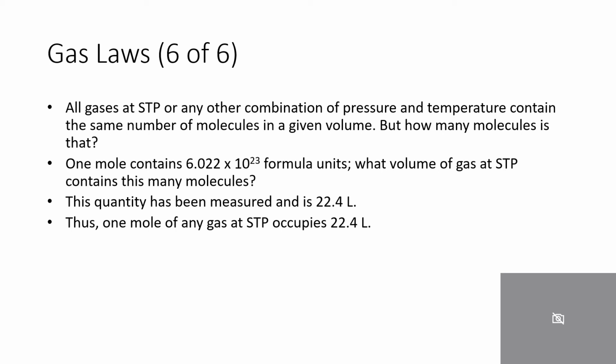So what volume of gas at STP contains this many molecules? This quantity has been measured and is 22.4 liters. Okay, 1 mole of such quantity of gas equals 22.4 liters at 1 atmosphere. Thus, 1 mole of any gas at STP occupies 22.4 liters. So at 0 degrees Celsius, or 273 Kelvin, at 1 atmospheric pressure, any mole of an ideal gas, following a definition that we'll talk about, occupies a volume of 22.4 liters. Okay, and that's standardized. Think about that. Let me know if you're struggling with that.